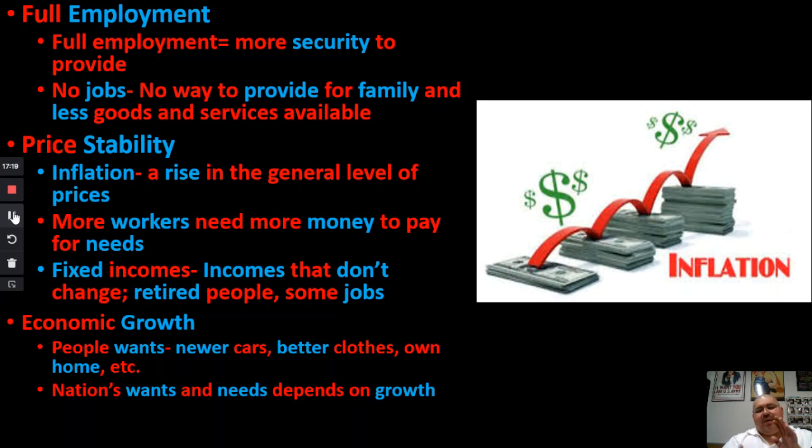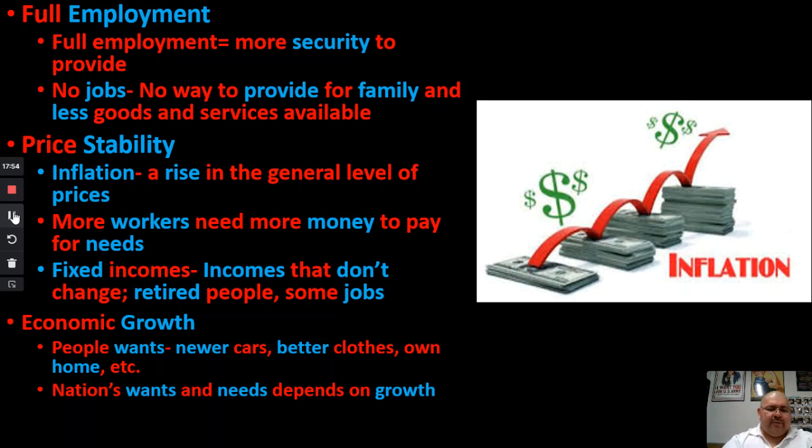Now, here's the thing: price stability. First thing we're talking about is inflation. This is a rise in the general level of prices. So the prices go up, but your pay stays the same. The price keeps going up, up, up, up, but you're still getting paid the same. That's inflation. Now, again, a lot of people blame the president. It's not just the president's fault. It's congressmen, it's companies, there are lots of factors. So it's not just one person in charge who's to be blamed for it all.